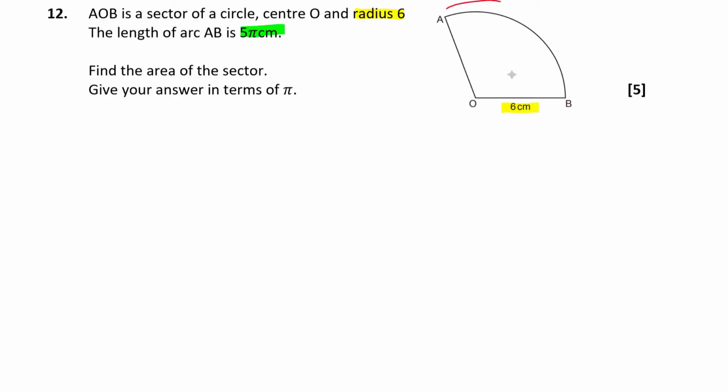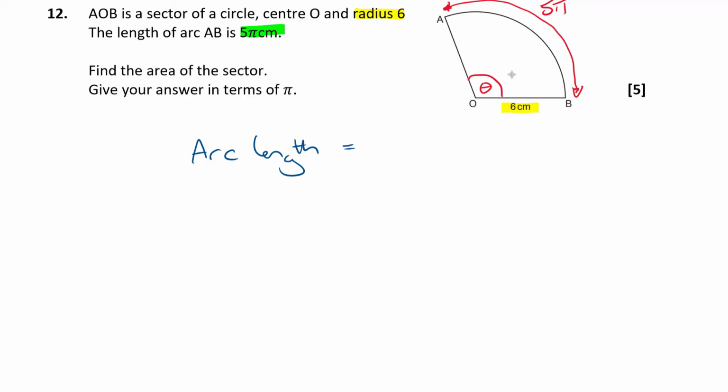So the arc length is this curved section here, isn't it? So round from there to there, that is 5 pi. Now what we don't have at the moment is this angle here, theta. I think that's probably what we need to find first of all. Once we know that angle, then we can work out what fraction of a circle we've got, and therefore we can work out what the area of that sector is. So we're going to start with the arc length formula and work backwards to find the angle, and then forward again to find the area.